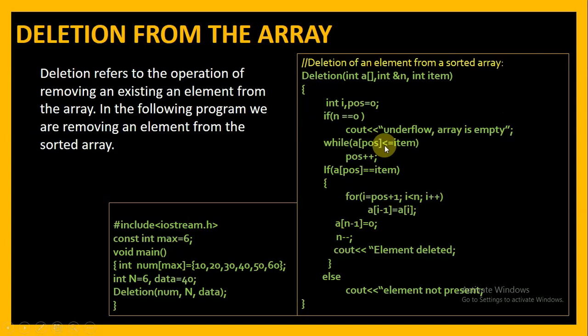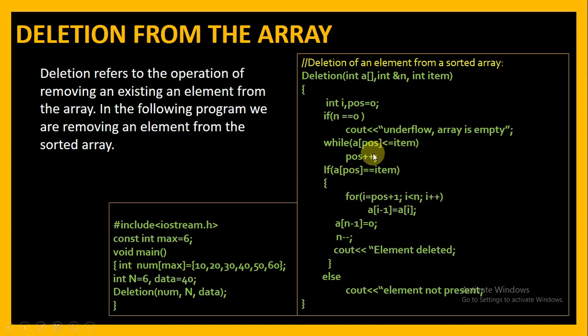Now while a pos is less than or equal to item, pos plus plus. Now we are trying to locate the item, the position of the item which we want to delete. So we are saying while a pos, with pos 0 in the beginning, is less than or equal to item, we are saying pos plus plus. So the position of the item will come here. If a pos equal to item, there can be two cases.